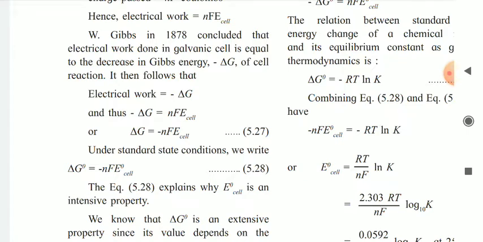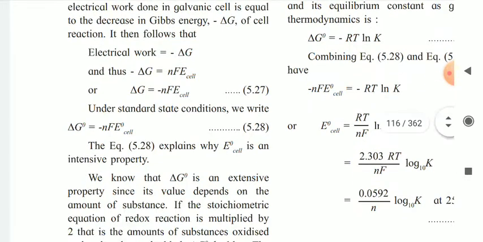Now students, the electrical work, which is W. Gibbs in 1878 concluded that the electrical work done in a galvanic cell is equal to the decrease in Gibbs energy, that is minus delta G of the cell reaction. Then it follows that delta G is equal to minus nE cell F. So by using the above two relations, we can say that delta G is equal to minus n E cell into F, or nF into E cell.